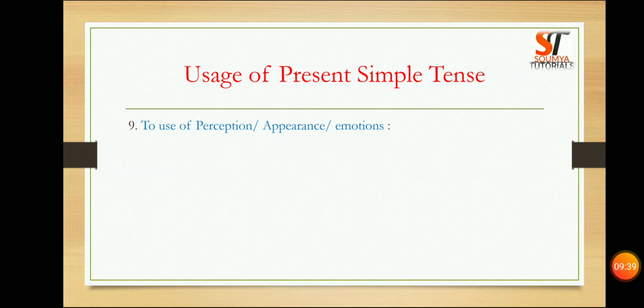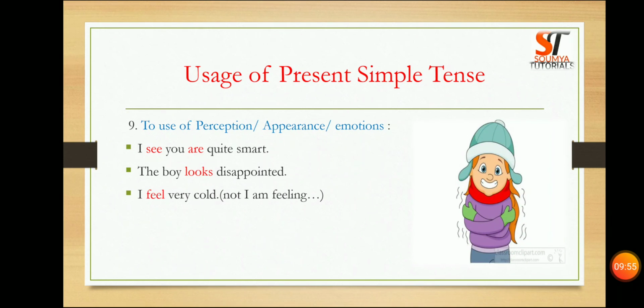Next, we use simple present tense to express a perception, appearance or emotion. For example, I see you are quite smart. This is my personal opinion or perception. The boy looks disappointed. I feel very cold. We should not say that I am feeling very cold. She does not feel quite well today. I smell something burning. Here we can see that see, look, feel, smell, all these are stative verbs. They do not normally take a progressive form.